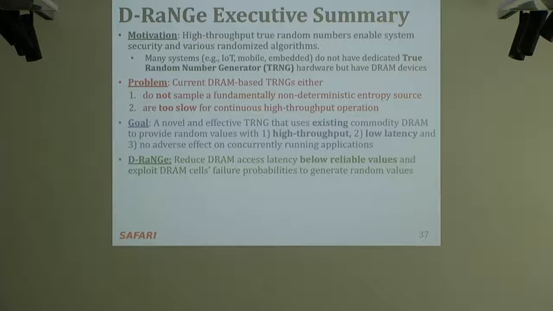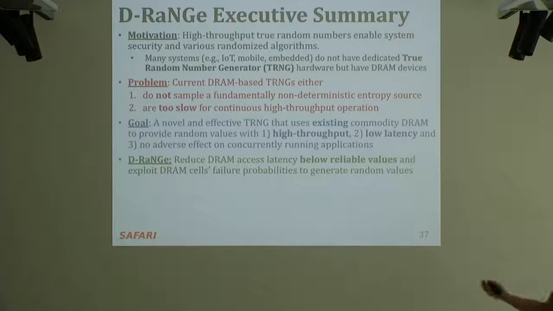Now, what does this mean? This means that there are some cells that fail with 50% probability. You need to find them. So you need to have a profiling mechanism that finds these cells that fail at 50% probability when you reduce the latency to some level. And once you find those cells, and if those cells are reliably failing 50% of the time, every time you access them, that's great because that's a random number generating cell.